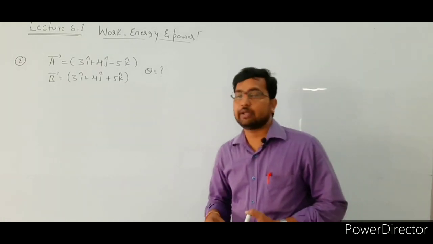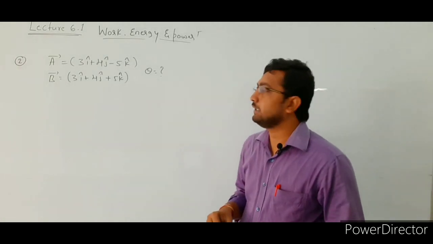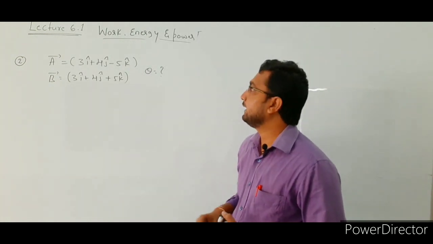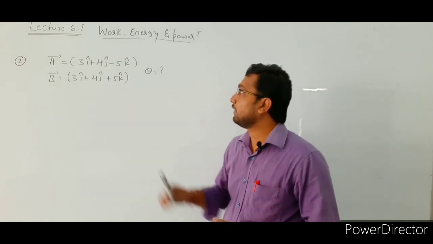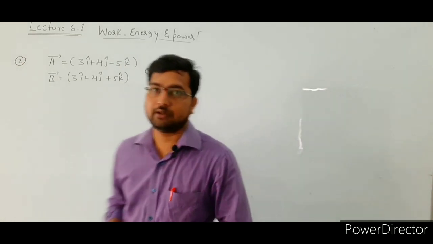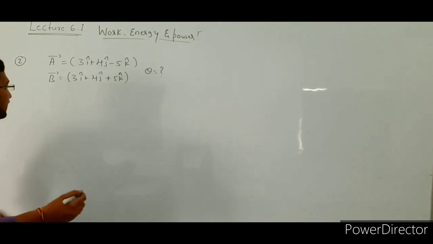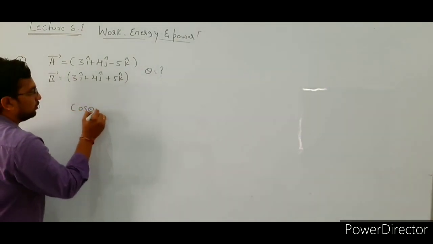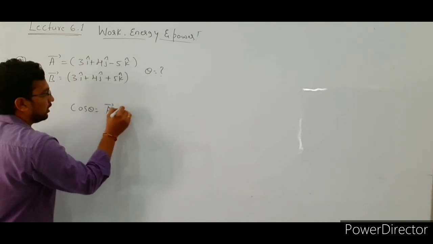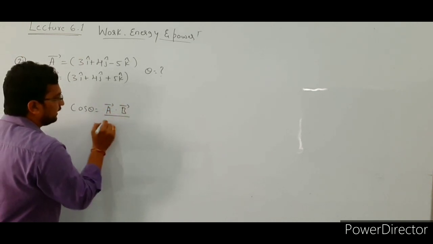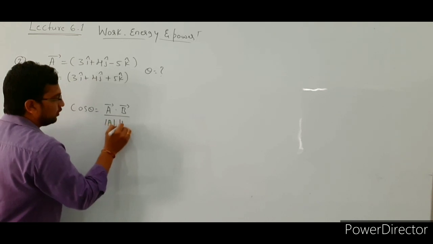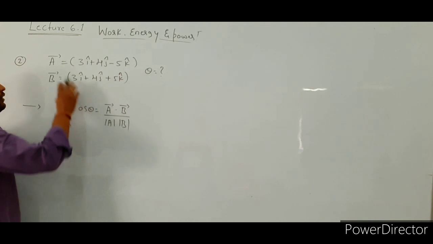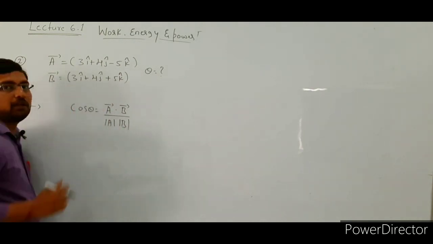The next problem. Here two vectors are given. The first vector is A vector, 3i cap plus 4j cap minus 5k cap, and the second vector is B vector, 3i cap plus 4j cap plus 5k cap. Find out the angle between these two vectors. See here, already we know the formula to calculate the angle between these two vectors: cos theta is equal to A vector dot B vector divided by magnitude of A vector into magnitude of B vector. First we are going to find out the magnitude of A vector and the magnitude of B vector.